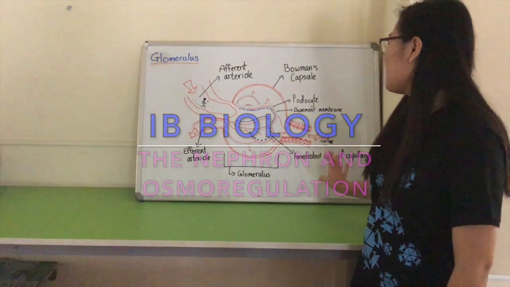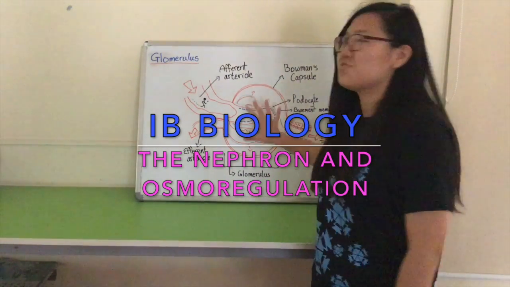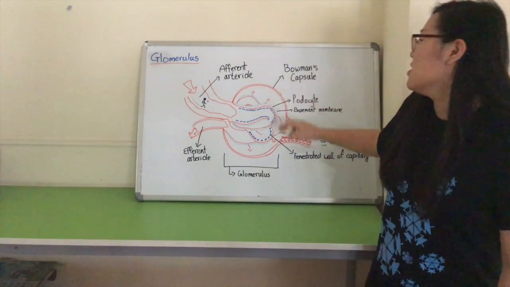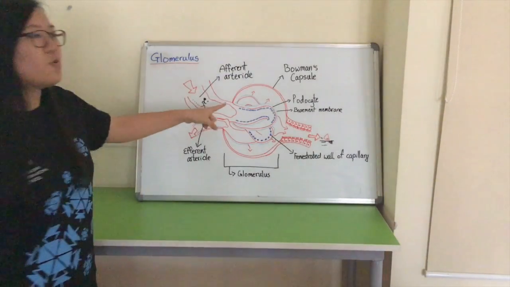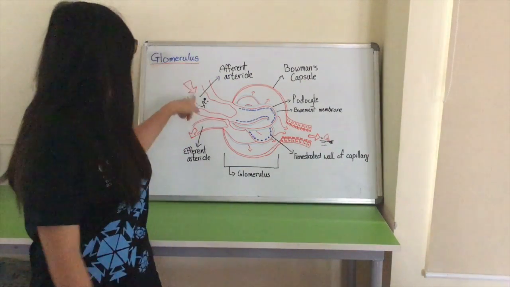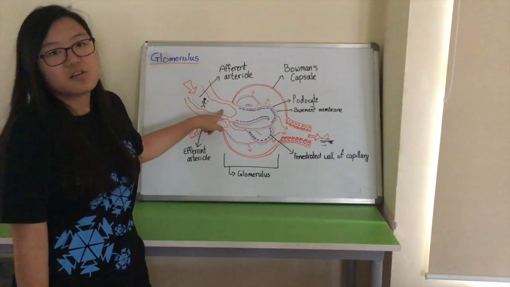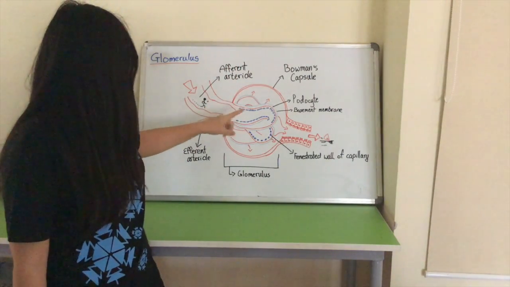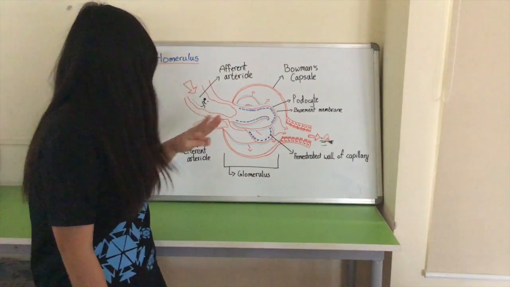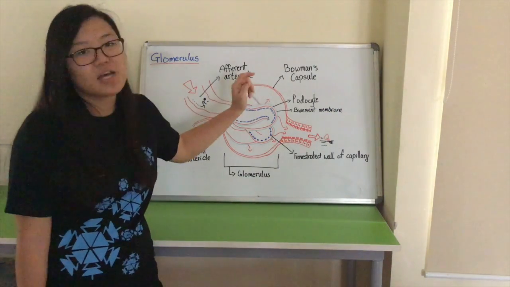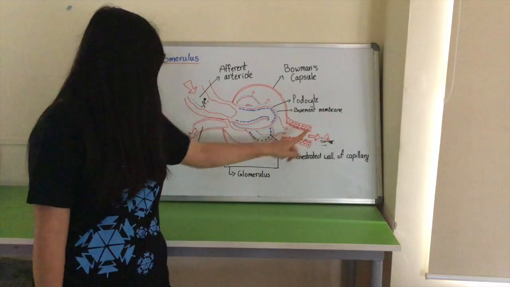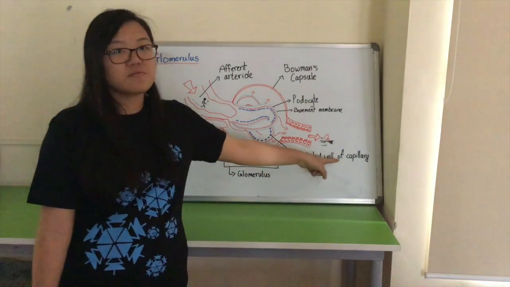This is the structure of the glomerulus, where there's really a very high pressure within the Bowman's capsule. So the blood enters the Bowman's capsule from the afferent arteriole. It's L, not D. And then there are three most important structures within the Bowman's capsule, which are podocyte, basement membrane, and fenestrated wall of capillary.